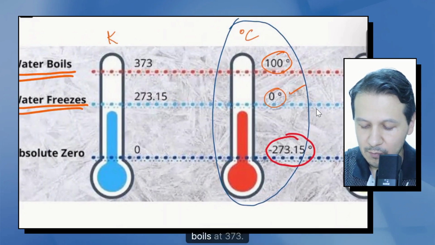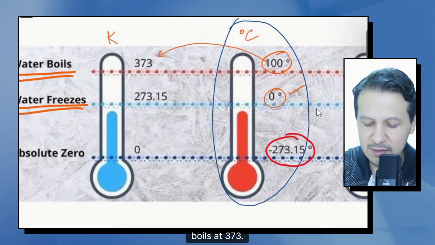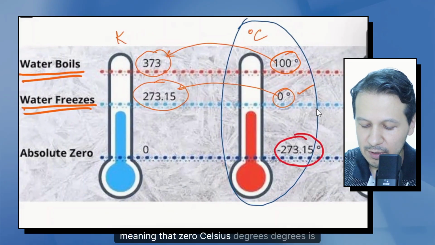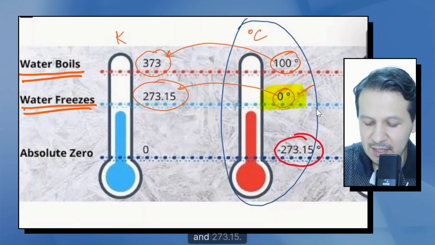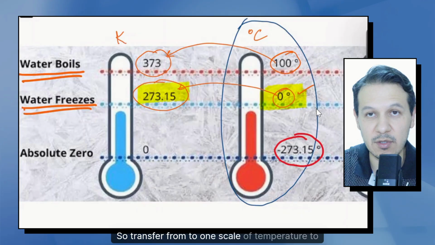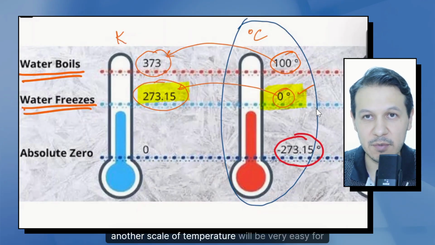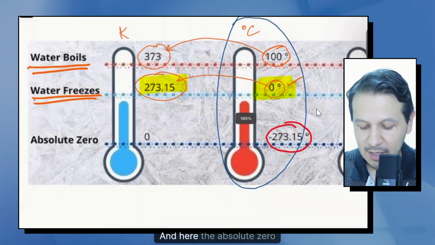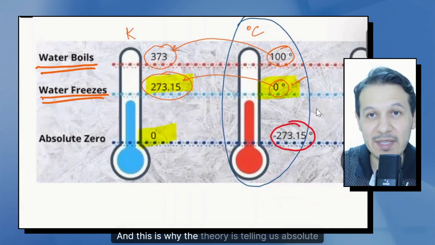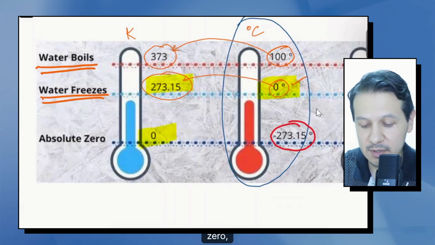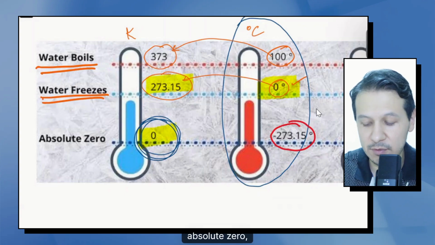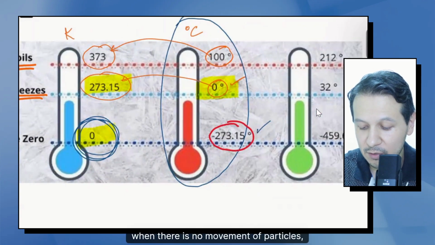Now that this is clear for us, let's transfer this to the Kelvin scale, where water boils at 373 and freezes at 273.15, meaning that 0 Celsius degrees is exactly the same as 273.15 Kelvin. So transferring from one scale of temperature to another will be very easy for you. And here the absolute zero is zero. This is why the theory tells us absolute zero, zero. That's beautiful and it makes sense, because in the Kelvin scale absolute zero is when there is no movement of particles.